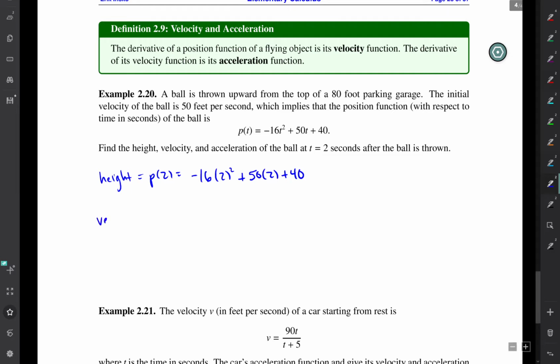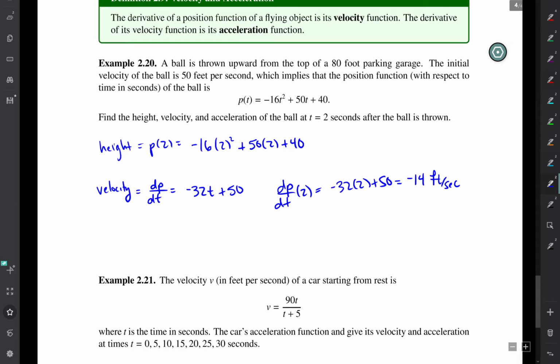Well, the velocity is the derivative of position with respect to time. So there you'll get negative 32t plus 50. Okay, and that 50 there is the initial velocity of 50 feet per second that we saw. And so now this is saying that our velocity at time 2 is going to be negative 32 times 2 plus 50, which is negative 64 plus 50, so it's negative 14 feet per second.